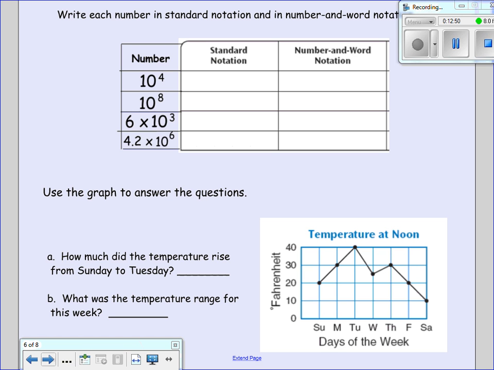Take a look at these next problems here. Write each number in standard notation and in number word notation. So this first one, we have 10 to the 4th power. So I had a 1. How many zeros? 1, 2, 3, 4. So my answer is 10,000.